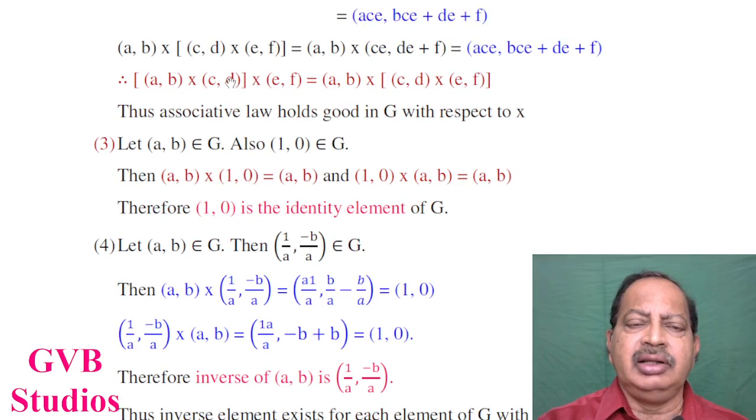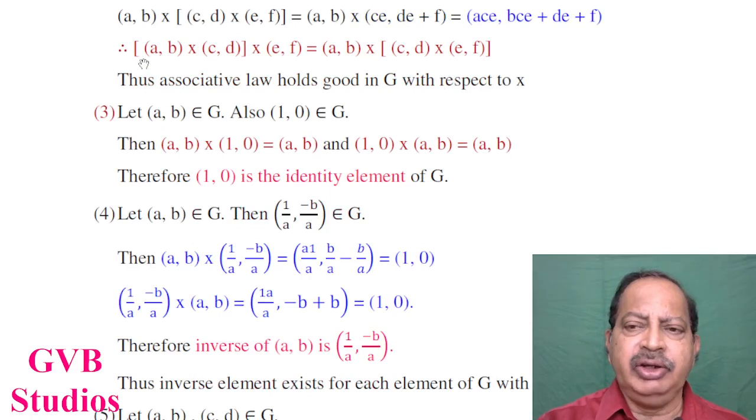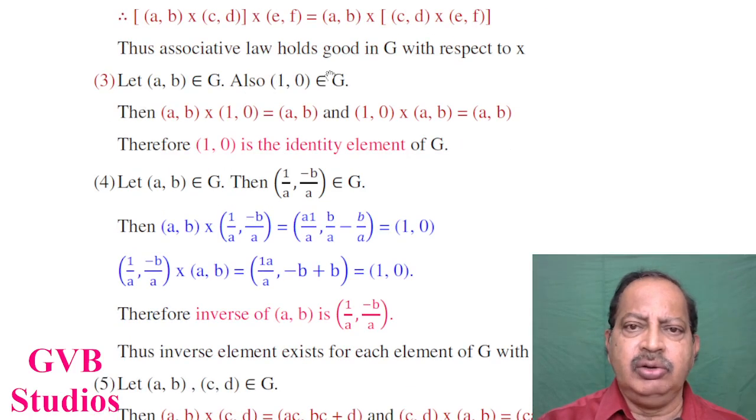On the other hand, the right side part (a, b) cross square bracket (c, d) cross (e, f) is equal to (a, b) cross, applying definition for these two, we get (ce, de plus f). Again operating these two elements, we get (ace, bce plus de plus f). These two are equal. Therefore, associative law is satisfied. So I will write square bracket (a, b) cross (c, d) cross (e, f) is equal to (a, b) cross square bracket (c, d) cross (e, f). Thus, associative law holds good in G with respect to binary operation cross.